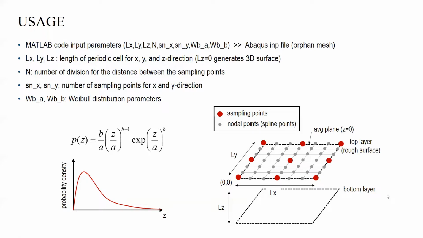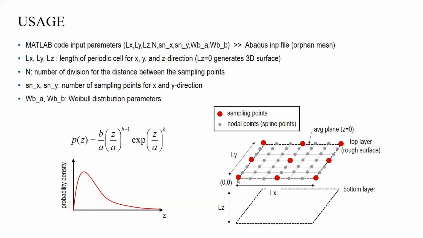Okay, for the MATLAB function, you should input 8 parameters. The Lx, Ly, Lz are the lengths of the periodic cell in each direction. If you input Lz equals 0, it will generate a 3D surface, not the solid. N, large N here, is the number of divisions for the distance between sampling points. Sn bar x and y is the number of sampling points for the x and y directions. The WB and the bar AB are parameters for the variable distribution.